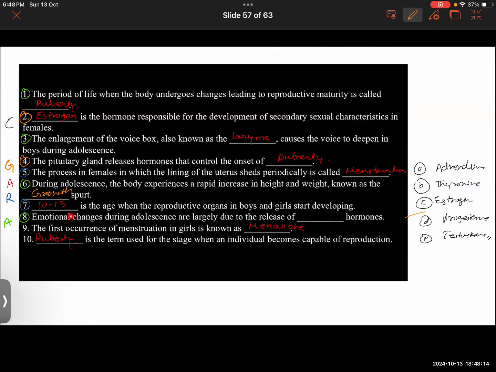The main question is talking about emotional changes. Like there will be mood swings in teenagers. They will be experiencing changes in their moods, right? Sometimes they will be feeling very excited, sometimes very low. So these kinds of changes are brought about by hormones like estrogen and progesterone in females, and testosterone in males. So these are the hormones that lead to emotional changes during adolescence. Hope you guys are able to understand this.